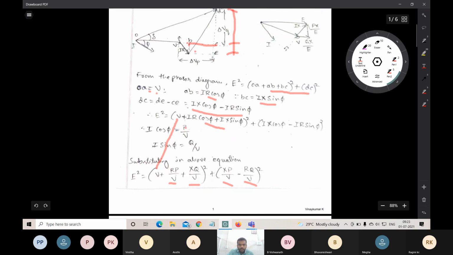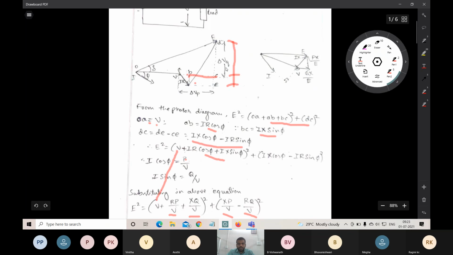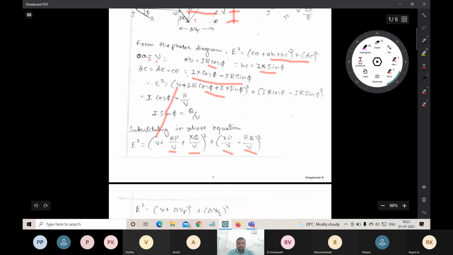R P by V plus X Q by V, so I am going to consider it as delta Vp. So what is delta Vp? Delta Vp is the change in supply voltage, the voltage that we observe at the phasors: the change in the voltage due to real power and the change in the voltage due to reactive power. So just take it as it is. So delta Vp, delta Vq. Now I am going to consider this as delta Vp, the change in voltage.